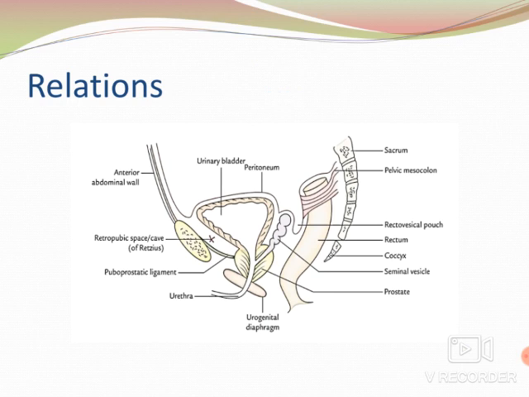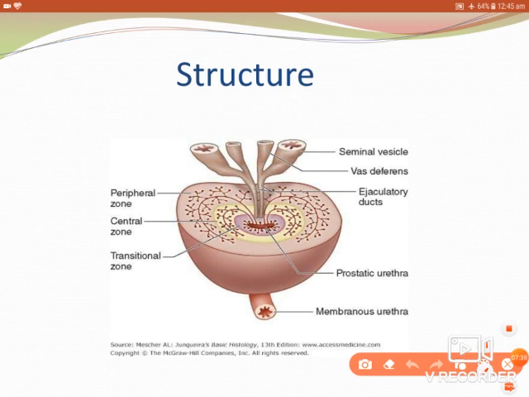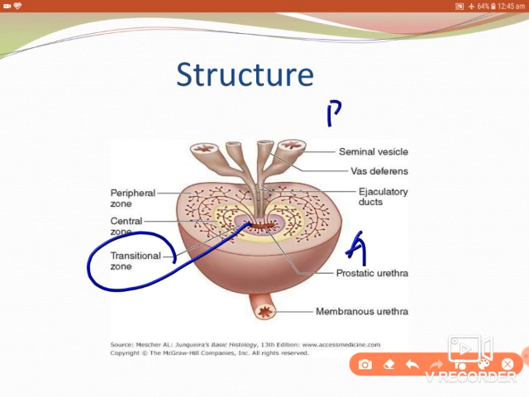Coming to the structure of the prostate, the glands are arranged in such a way that there is an innermost zone called the transitional zone. This is the anterior aspect, this is posterior. There you can see the seminal vesicle, which forms the ejaculatory ducts. The ejaculatory ducts open into the prostatic urethra. The innermost transitional zone surrounds this prostatic urethra.